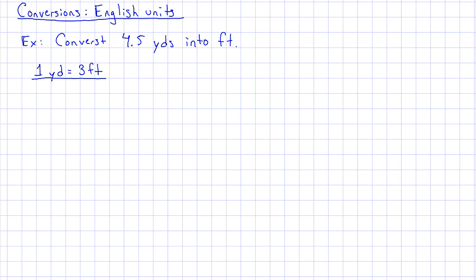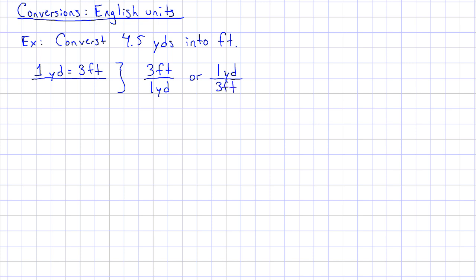Now, I have this conversion factor, and it can be expressed as what is referred to as a unity fraction, which to me always sounds like a party, like a unity party, right? So we can express this in two ways. We can either say 3 feet over 1 yard, or we can write it as 1 yard over 3 feet.